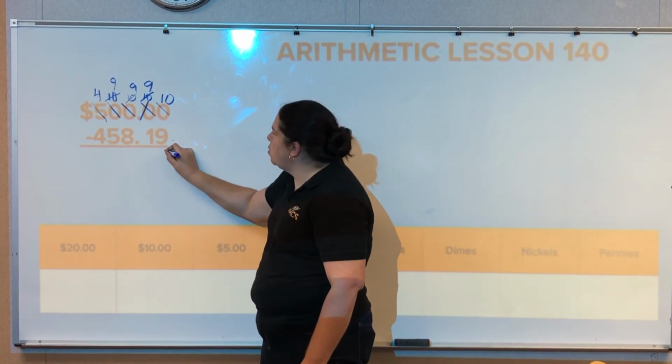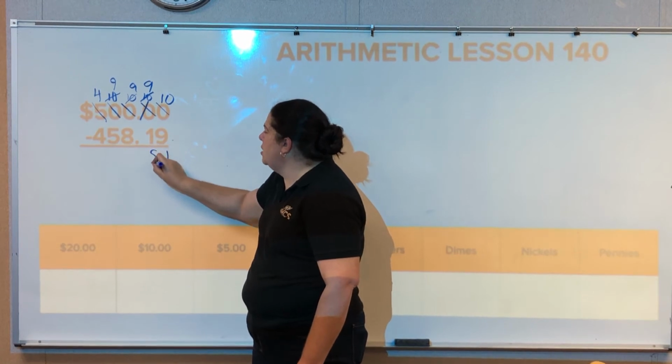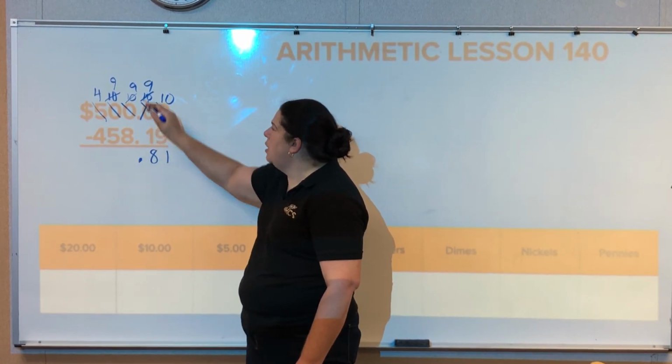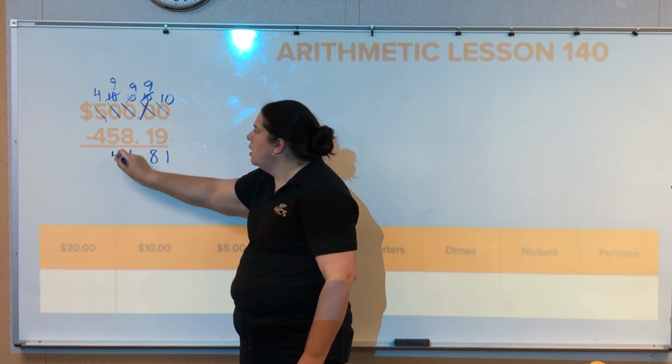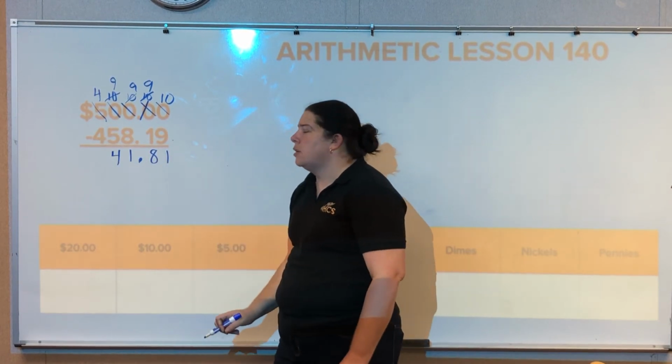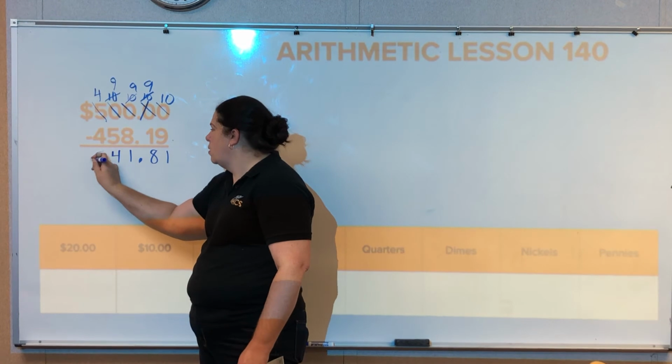10 minus 9 is 1. 9 minus 1 is 8. I bring my decimal down. 9 minus 8 is 1. 9 minus 5 is 4. 4 minus 4 is nothing. And we need our dollar sign.